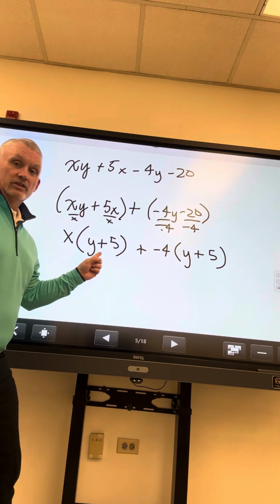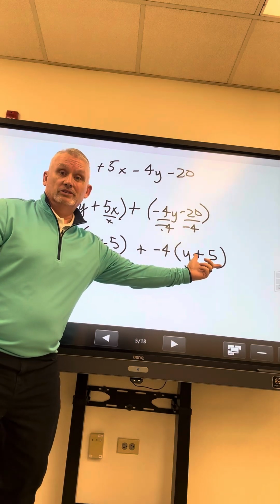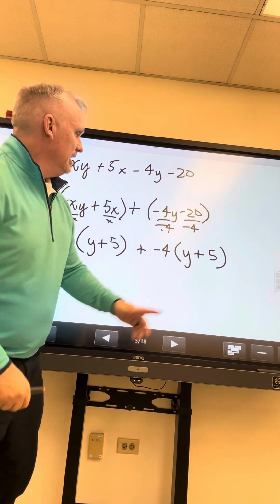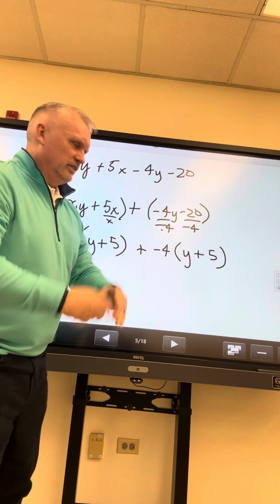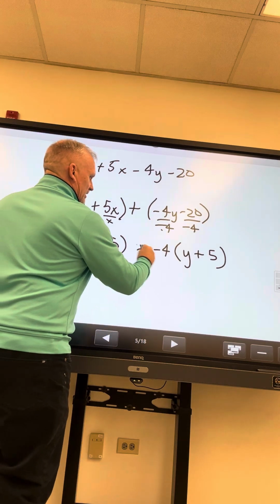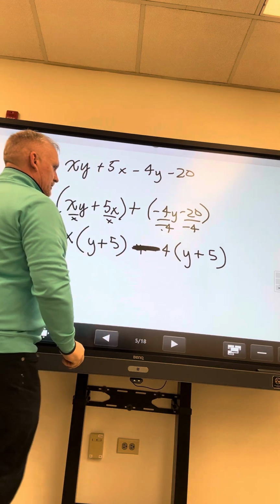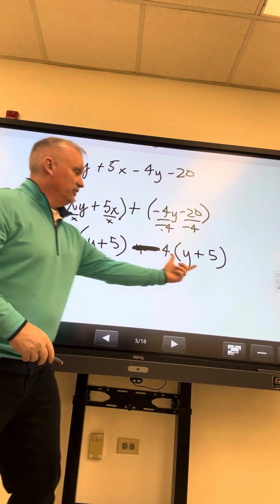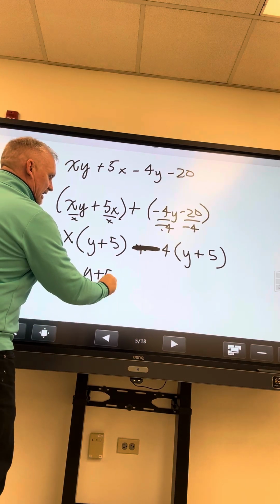Well, by the way, that's the key. If you have y plus 5 over here, you better have y plus 5 over here in the parentheses. That's what you're going to be taking out. Now, by the way, a plus and a minus, when you multiply those 2 things together, it's a minus. Take this and make it a big old minus. So now, what do these 2 groups have in common? Y plus 5. Take it out.